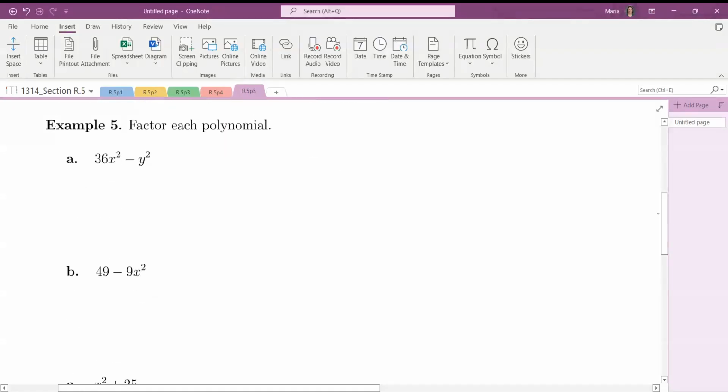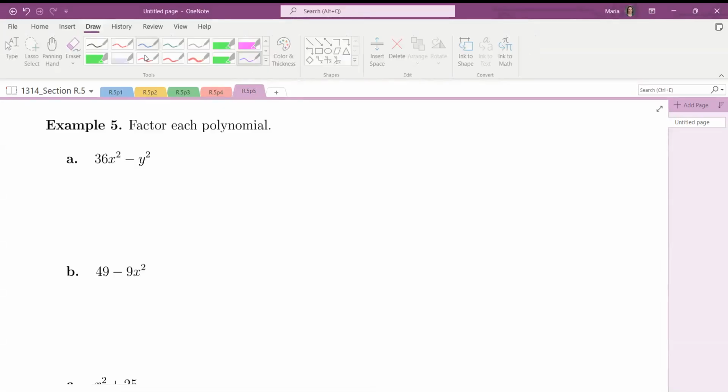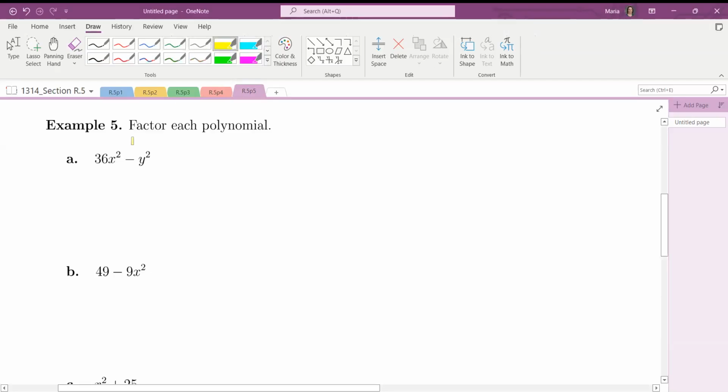Our polynomial is 36x squared minus y squared. This is a difference of squares. So how do you identify a difference of squares? Well, first of all, you have to be subtracting. Difference means subtraction. So we have our subtraction sign there, but you have to be subtracting squares. So when you look to the left of the subtraction sign, you can take the square root of this guy. The square root of 36 is 6, and the square root of x squared is x.